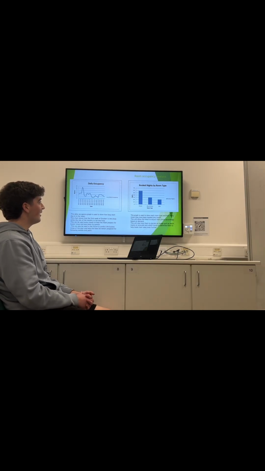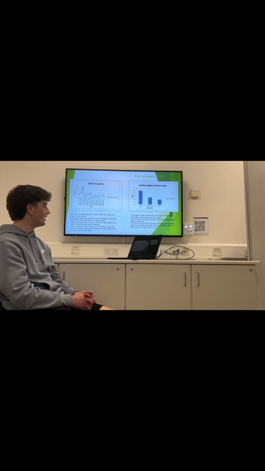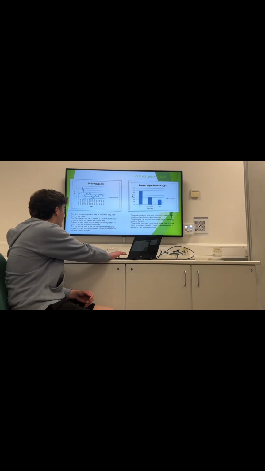The graph on the right was booked nights by room type. This graph shows each room type and how many times they have been booked this month. This will allow the hotel to adjust the prices accordingly based on demand. This will also help them to decide on things such as which rooms to renovate and which rooms to advertise more to help boost their sales even further.